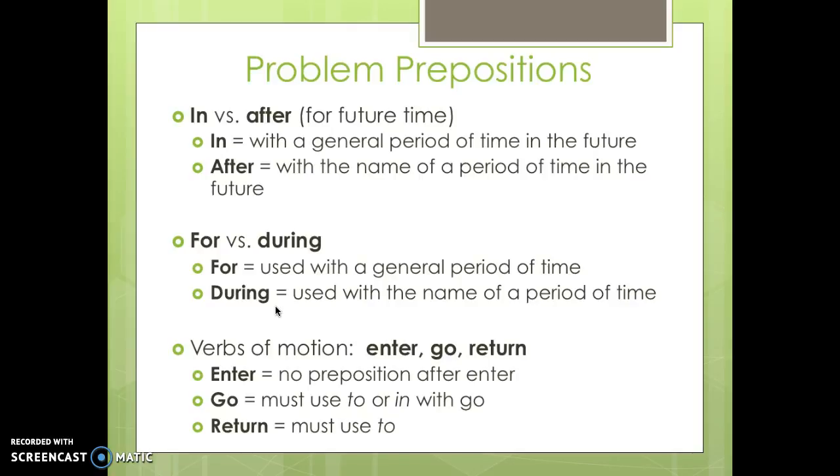Such as, the students will return to their country in 2 more weeks, instead of, they will return their country in 2 more weeks. You can't leave out those prepositions because then the sentence doesn't make sense.